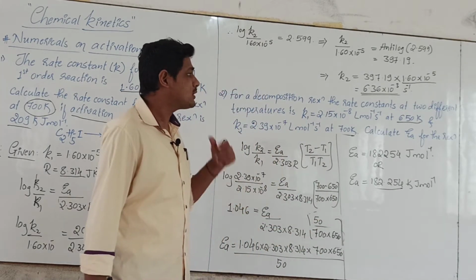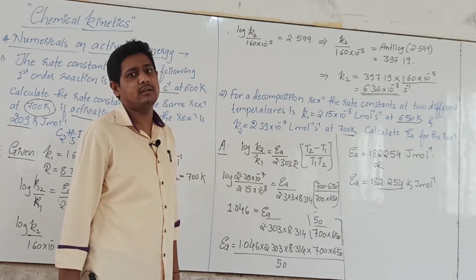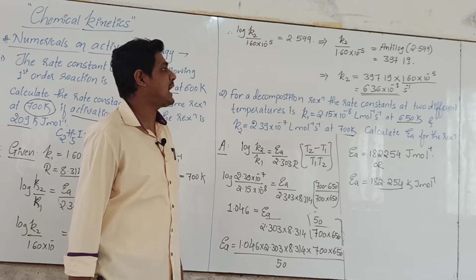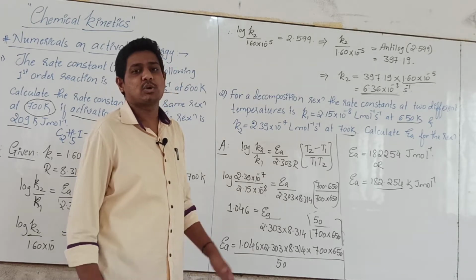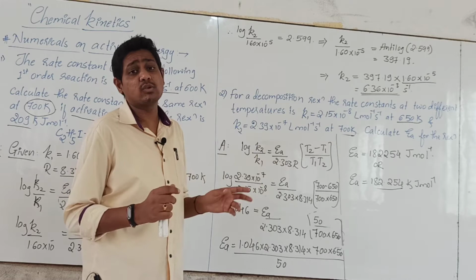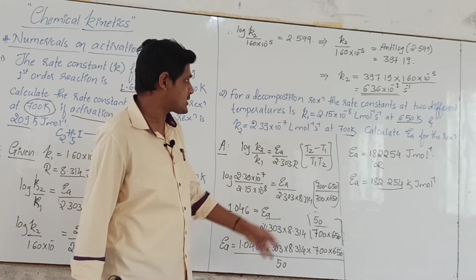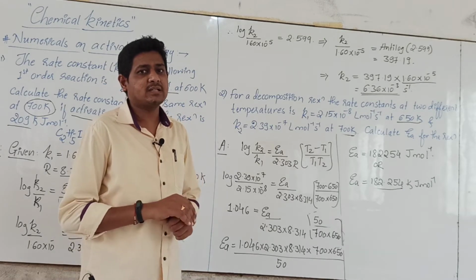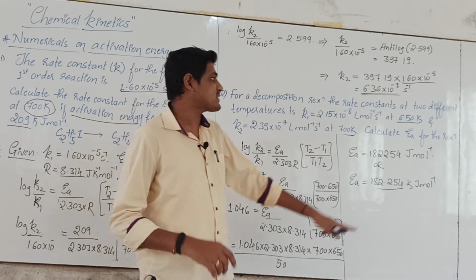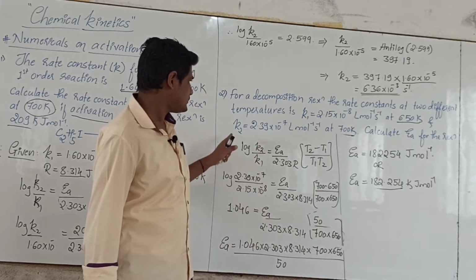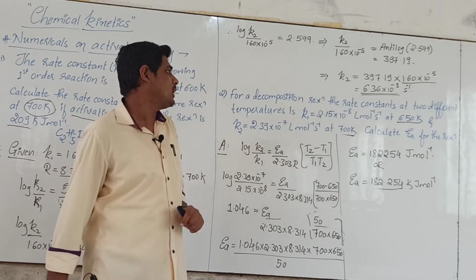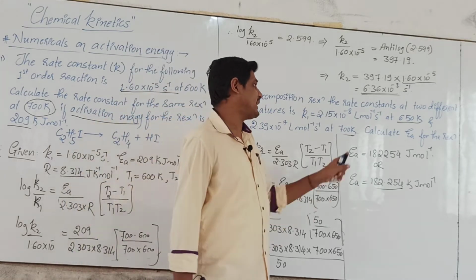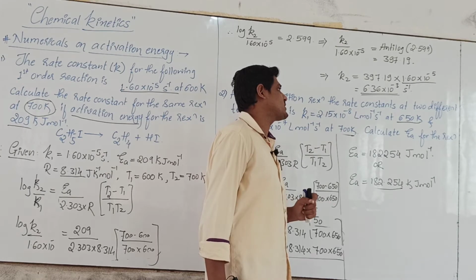Okay, so moving on to the second problem, which is also very basic and simple. For a decomposition reaction, the rate constants at two different temperatures are given. So K1 is equal to 2.15 into 10 to the power minus 8 liters per mole per second at 650 Kelvin, and K2 is 2.39 into 10 to the power minus 4 liters per mole per second at 700 Kelvin. Calculate the activation energy for the reaction.